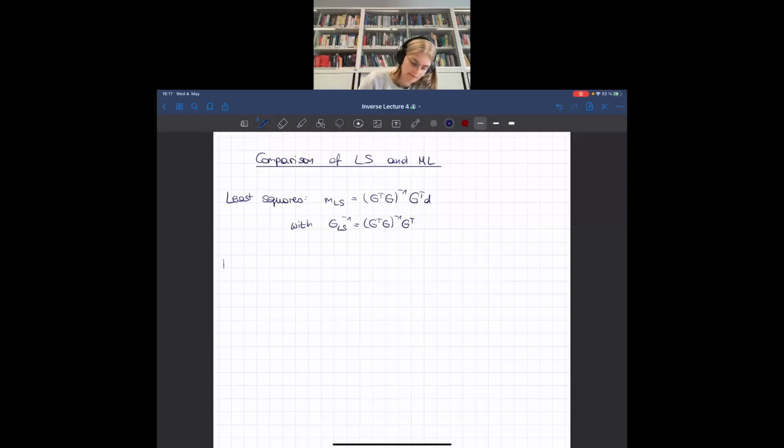And for the minimum length, we have this funny looking M plus G transposed, and then just in the reversed order, G minus Gm, with GML inverse being G transposed and then G transposed inverse. So just from the other corner around.